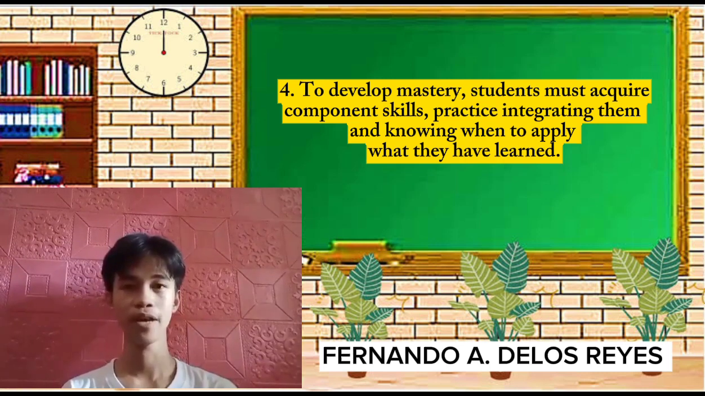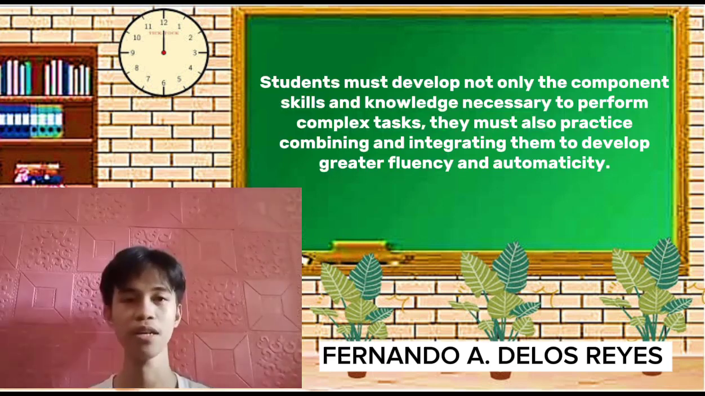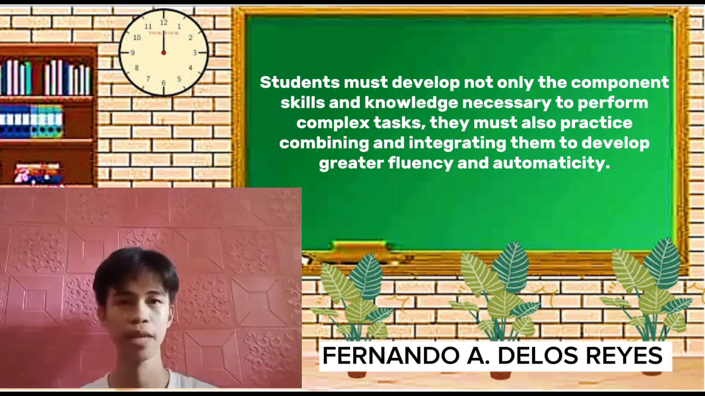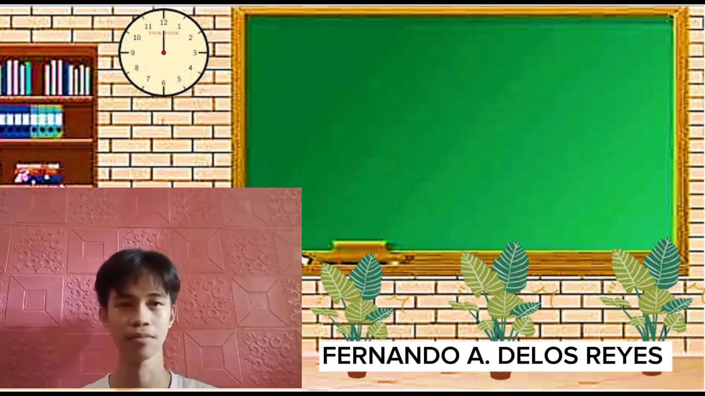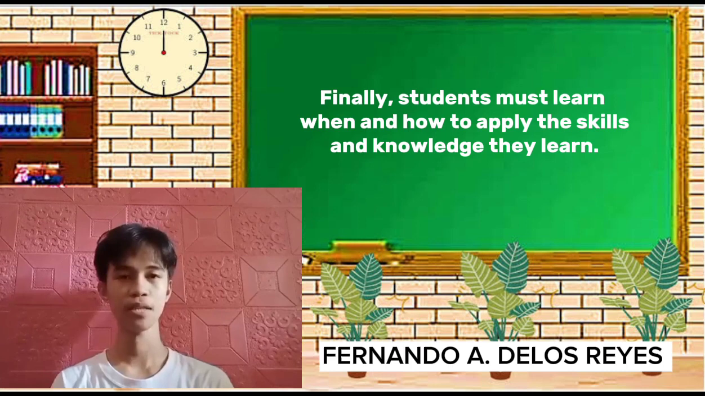Number 4. To develop mastery, students must acquire component skills, practice integrating them, and know when to apply what they have learned. Students must develop not only the component skills and knowledge necessary to perform the complete task, they must also practice combining and integrating them to develop greater fluency and automaticity. Finally, students must learn when and how to apply the skills and knowledge they learn.